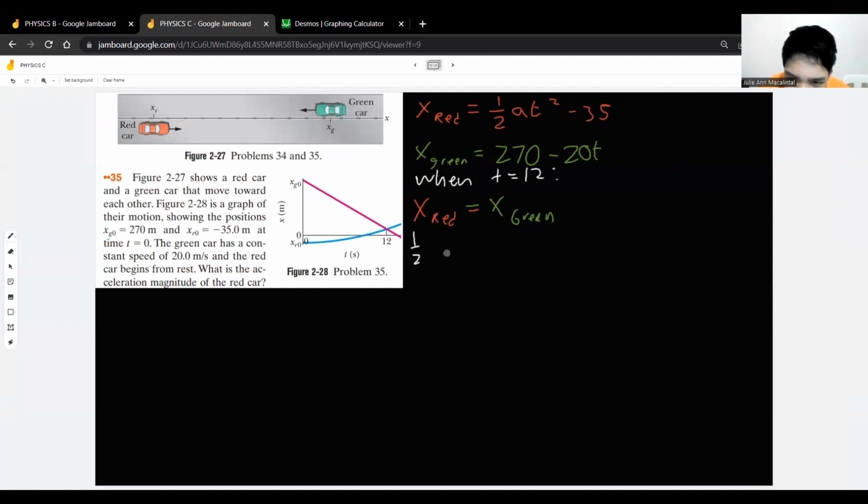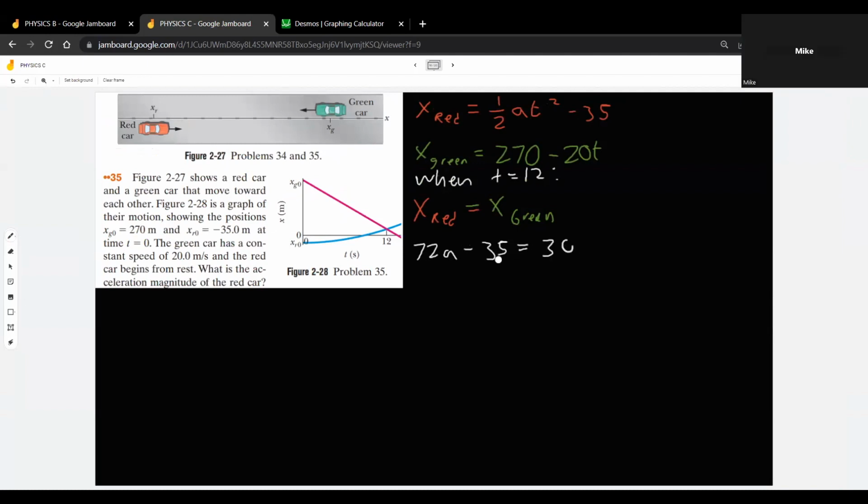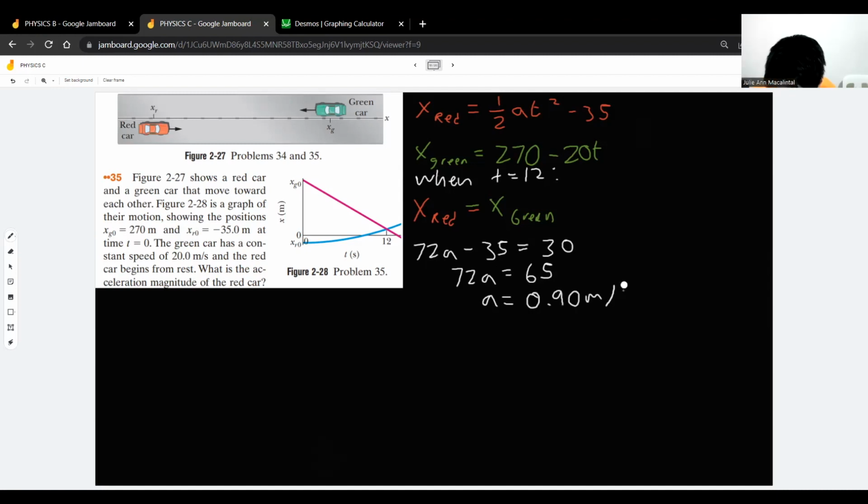One half. So, hindi... What is the acceleration magnitude of the red car? 270 minus 20t. Tapos, yung isa, 1/2 AT squared minus 35. Tapos starting from rest, so tama yan. Meters per second squared. Teka, saan nanggaling yung 72a minus 35?